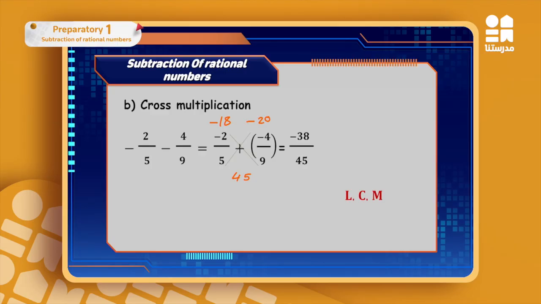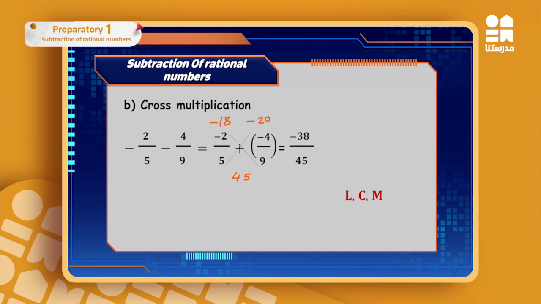The second case, cross multiplication. Let's have a look at the denominators now. My denominator is 5, and in the second one is 9. Same denominator? Of course, no. 5 is not equal to 9. Can I convert one to the other? Can I multiply 5 by a number to be 9? Of course, no. So in this case, we have to make cross multiplication. Do you see the three lines? Okay. I'm going to multiply 9 times negative 2, and then 5 times negative 4, then 5 times 9. 9 times negative 2 is negative 18, 5 times negative 4 is negative 20, and 5 times 9 is 45.